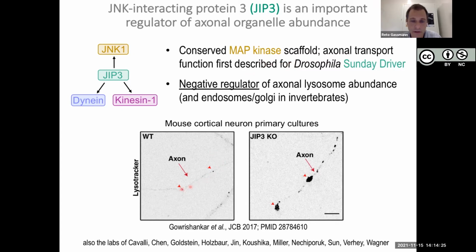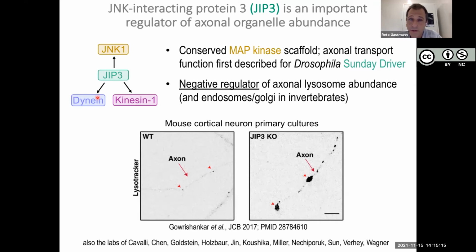And this is shown here in these mouse neurons. Usually the axons do not have many lysosomes, but in this JIP3 knockout, you can see that there's a massive accumulation of lysosomes in the axon. And in invertebrates, this is also the case for other organelles, such as endosomes and the Golgi. So genetically speaking, JIP3 acts as a negative regulator of axonal organelle abundance. But it's not really clear how this phenotype arises. One hypothesis is that the interaction between JIP3 and dynein is what is required to clear lysosomes and other organelles out of the axon into the cell body.